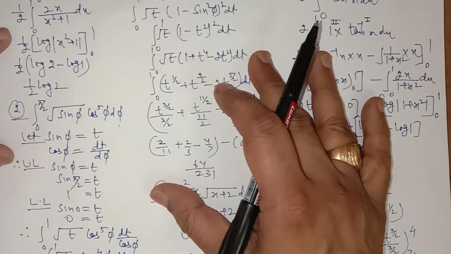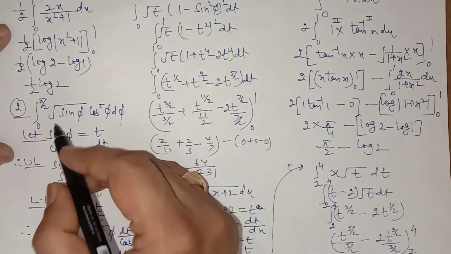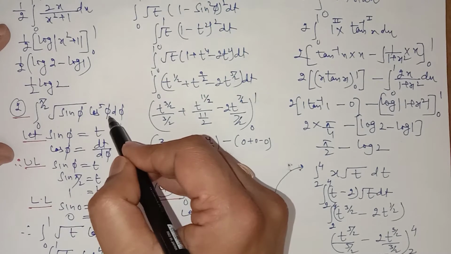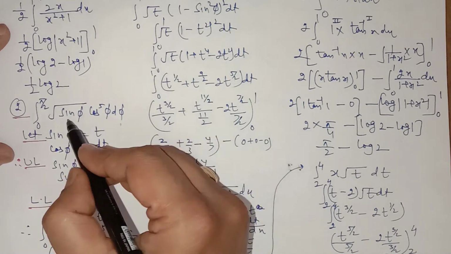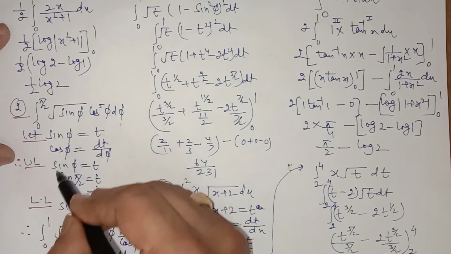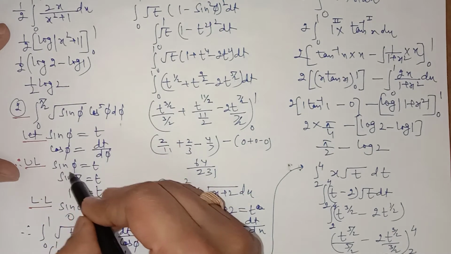Now see question number 6, 2. It is somewhat lengthy, so see it very carefully. We have integral from 0 to pi by 2 of under root sine phi cos to the power 5 phi with respect to phi. So let sine phi is equal to t, so dt upon d phi will be equal to cos phi.